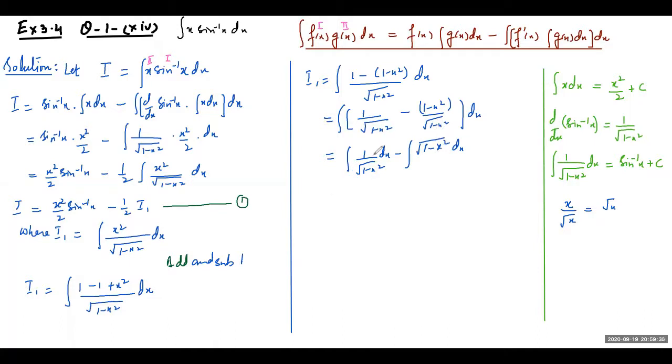And now this integral, you know this integral, it is equal to sine inverse x. And what about this one? We are going to name it as I2, where I2 is equal to integral square root of 1 minus x square dx, and for further reference we are going to name this as result number 2.